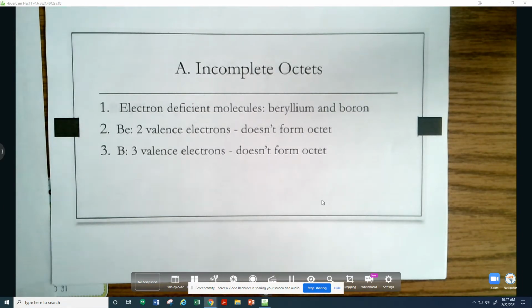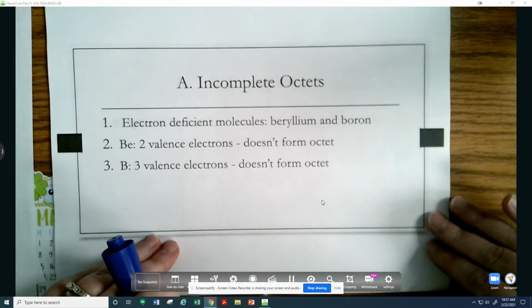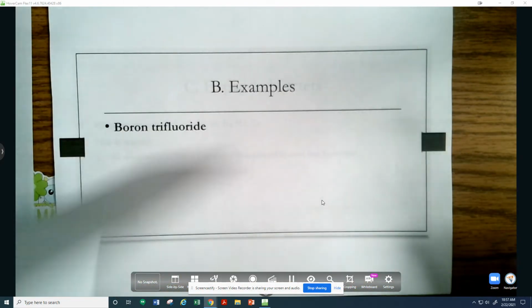So they are content with having an incomplete octet because of what happens with their electron configuration. If you look, beryllium is in family 2. It's an alkaline earth metal, has 2 valence electrons. And boron is a metalloid in family 13. Those are the 2 elements you are going to be on the lookout for, as those are the 2 that primarily we study that will have that incomplete octet.